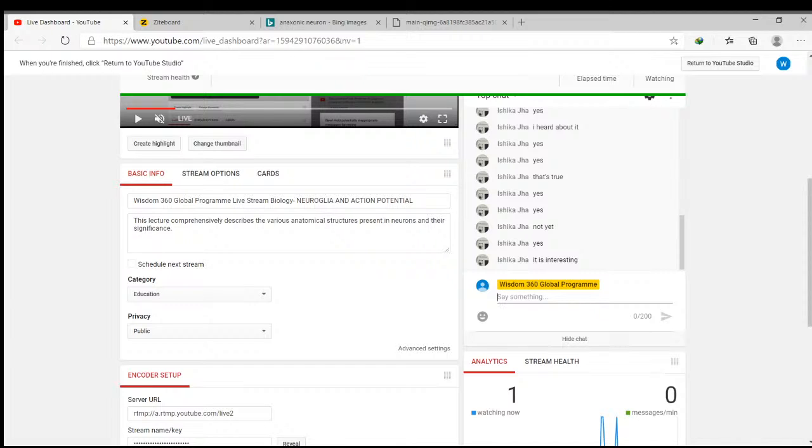So any doubt till now? White matter, gray matter, function of neuroglia, 3 to 4 times they are present more than the number of neurons.